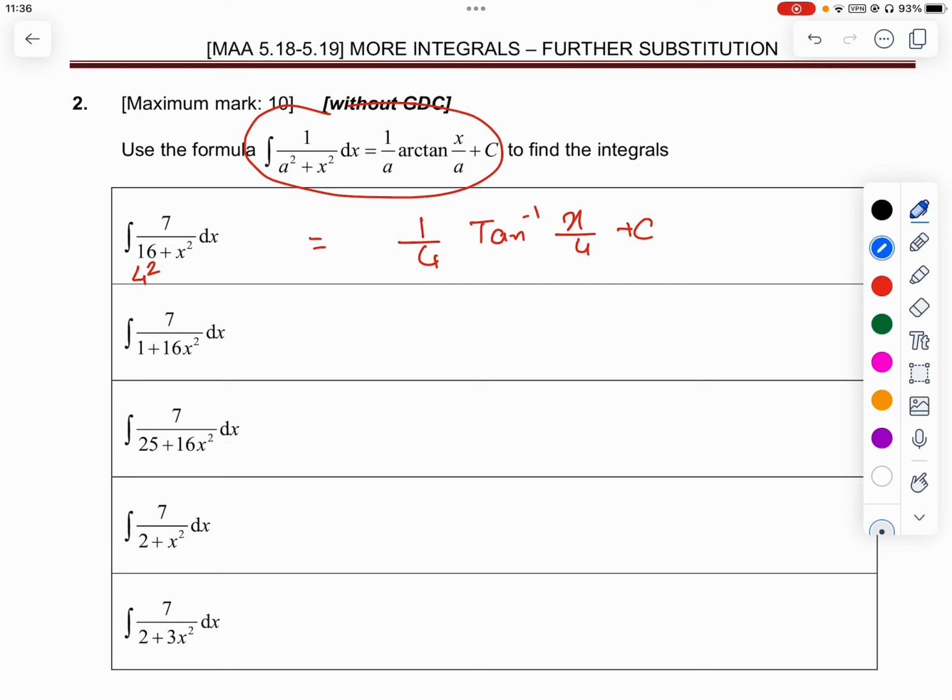But you can still see that 7 is there, so 7 upon 4. Similarly, this is integral of 7 upon 1 square plus 4x whole square dx. So it becomes 1 upon a, and 7 is already there. So 7 upon a tan inverse x upon a, that is 4x upon 1, times chain rule 1 upon 4 plus c. So that's going to be the answer: 7 upon 4 tan inverse 4x.